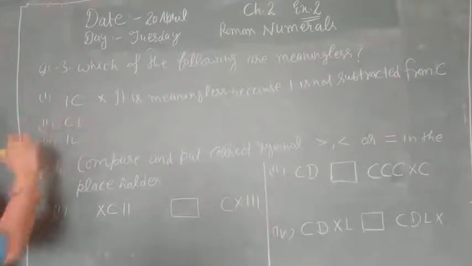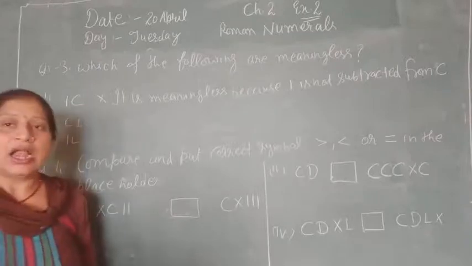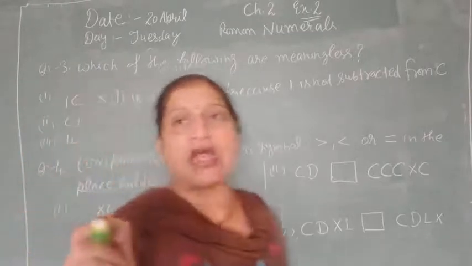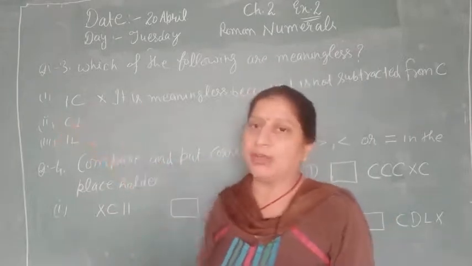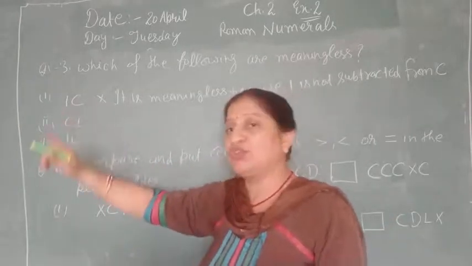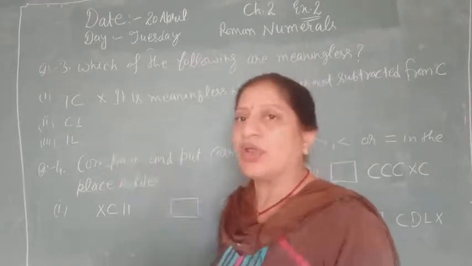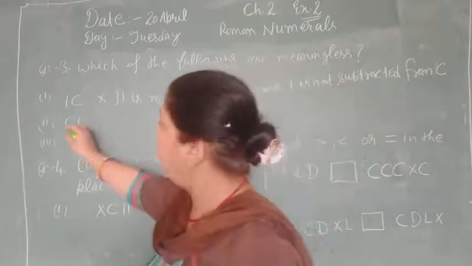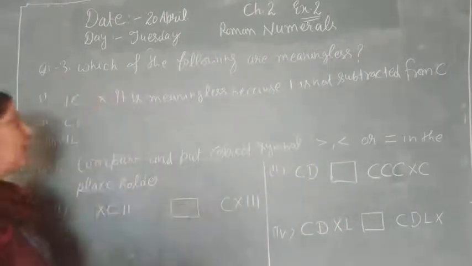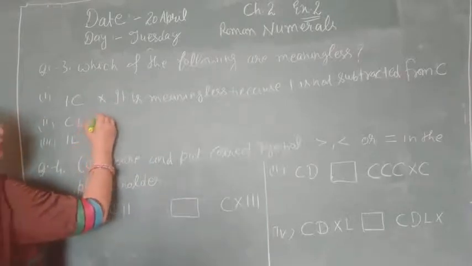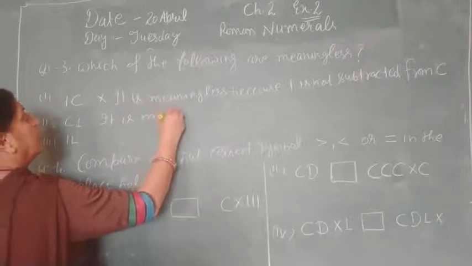Now our next number is CI. Now this smaller number is on the right side of the bigger number, and right side means we have to add the smaller number to the bigger number. And here C is used for 100 and I is used for 1. So our number becomes 101 and it is meaningful. So we write here it is meaningful.